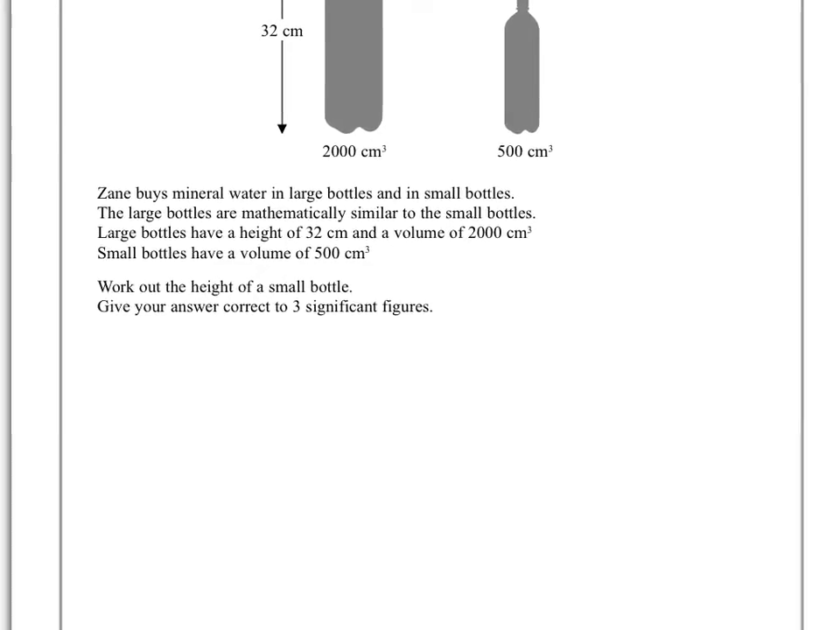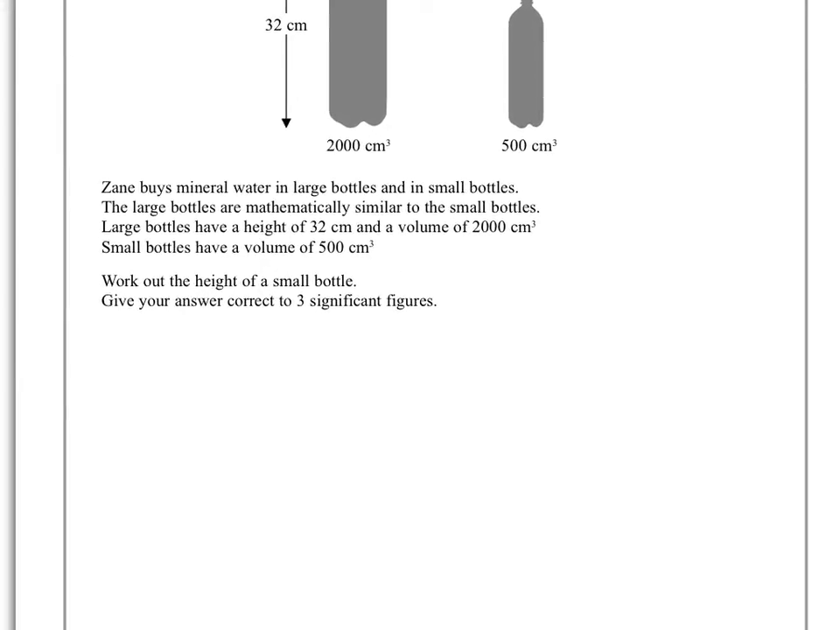Now, the thing that we have to remember with mathematically similar shapes is that their lengths are in proportion, their areas are in the proportion squared, and volumes subsequently cubed. So what that means is that whatever the proportion of the length is, you would need to cube that to get the proportion of the volumes.